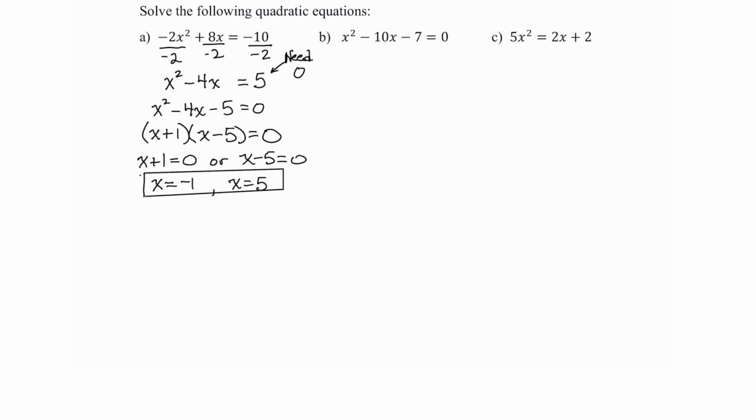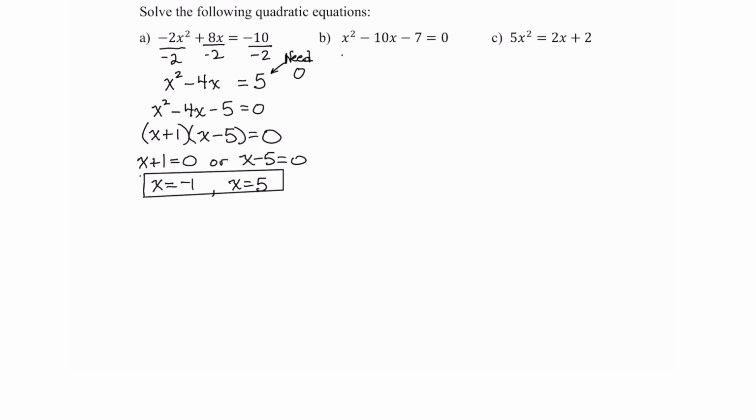But here, this quadratic equation is in descending order, the coefficient in front of the x squared term is 1, but there are no numbers who multiply together to give you negative 7 and also add to give you negative 10. So that's not an expression that's factorable. So now I'm down to completing the square or the quadratic formula. But this one also has a lead coefficient of 1 and a coefficient in front of the x term that's even. When that's true, then completing the square is a good option.